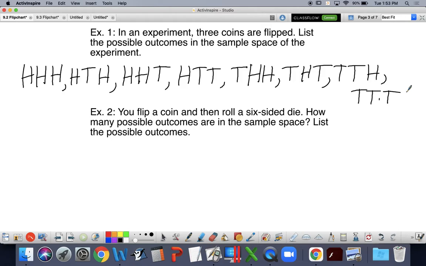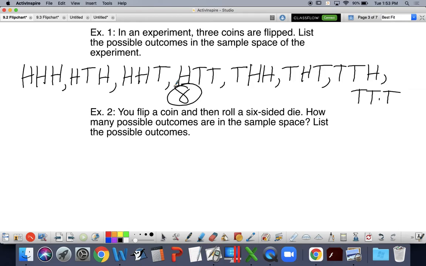So how many are in our sample space? 8. So my denominator for this type of question is going to be 8. So if I end up asking, okay, what's the probability I get tail, tail, tail? Well, it's going to be 1 out of 8. All right, let's look at our next one.